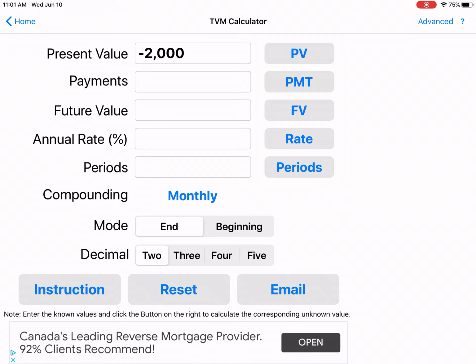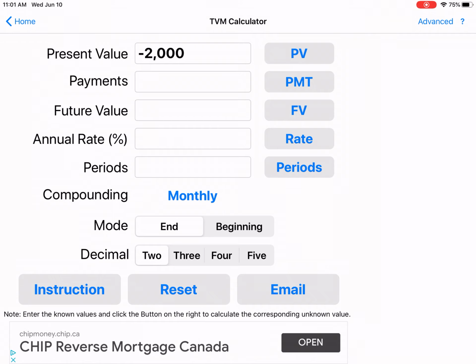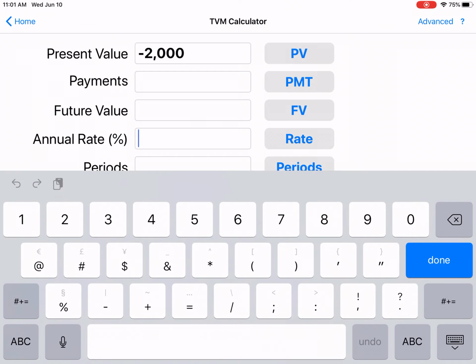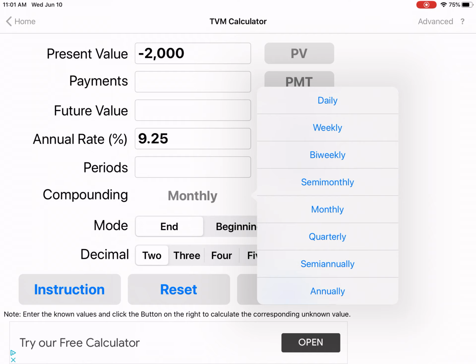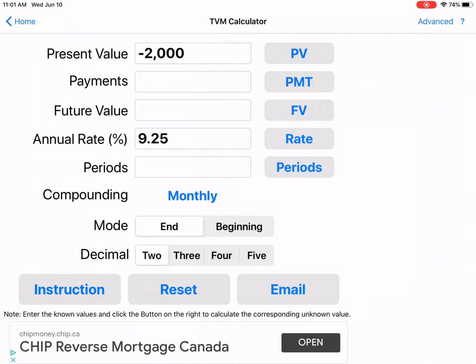There was 9.25%, just reading through the question. The next thing tells us 9.25% per annum. That's what goes into annual rate. Notice how it's got a percent sign beside annual rate, so you don't need to change that to a decimal. Just type in 9.25. It knows it's a percent. The next thing, again reading through the question, says compounded monthly. So you'll see compounding, it's already got monthly highlighted, but if I touch that, then I've got options of daily, weekly, bi-weekly, semi-monthly, monthly, quarterly, semi-annually, and annually. So we'll leave it on monthly.